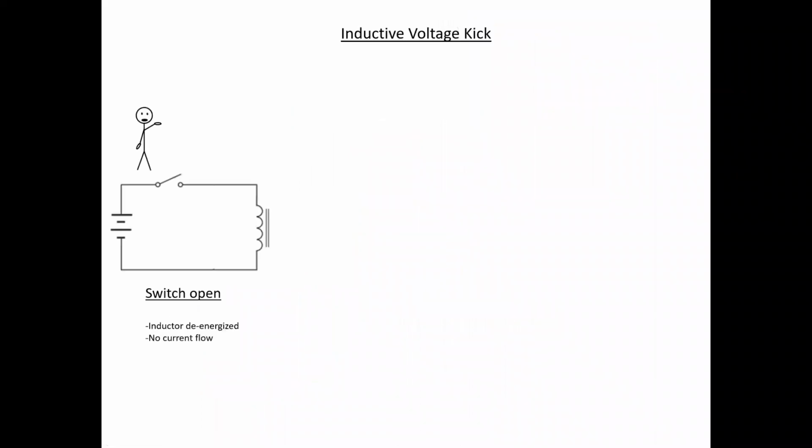All right, inductive voltage kick. What we're going to look at is 3 different steps of an inductor in a DC circuit. Got a little stickman dude here, and he's going to operate the switch: DC, inductor, switch, open. So the inductor is de-energized, there's no current flow, and this is at the very beginning when we first connect the whole circuit up. So what's going to happen? We are going to close the switch.